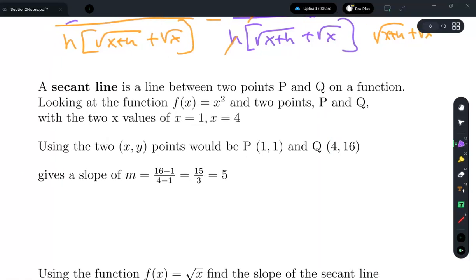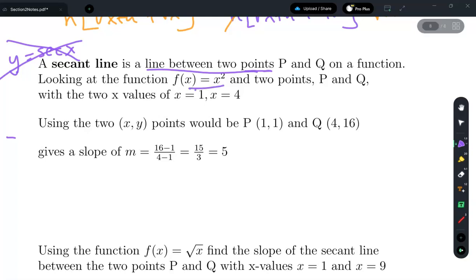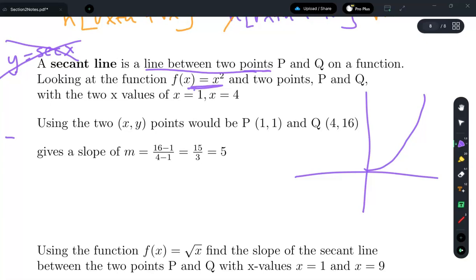So a secant line is a line between 2 points. It has nothing to do with y equals secant of x. So let's look at what this function is. The function is x squared. I'm just going to draw it on this side because I'm looking at the point where x equals 1. x is 1, you know the point is y is 1, right? x is 1, y is 1, because you plug it into the function.